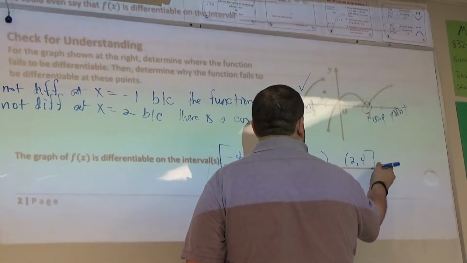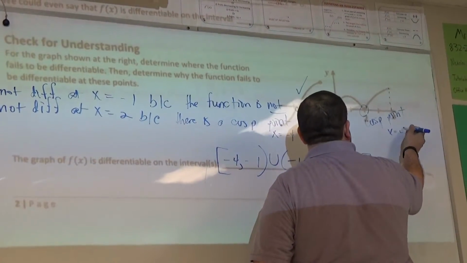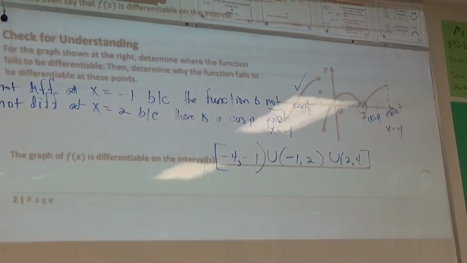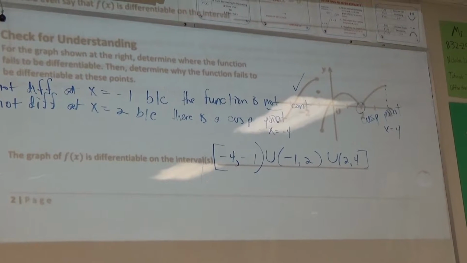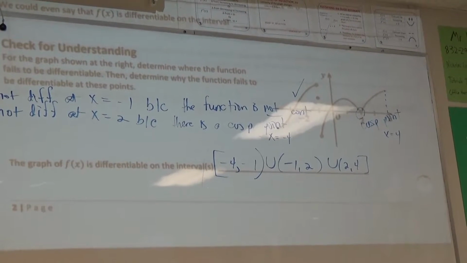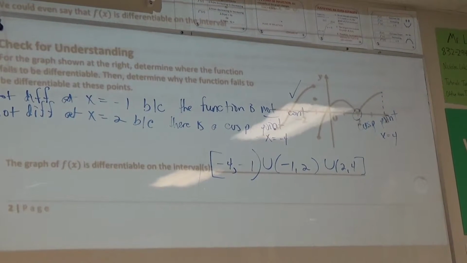From 2 to 4, and at 4, and I realize we're kind of making an assumption that this is x equals 4. The graph is not labeled as clearly as I would like. It is easier to look at the graph and say, where am I not differentiable? And then say, oh, I've got that, so it's differentiable everywhere else. With the graph in front of you, this stuff is easy.